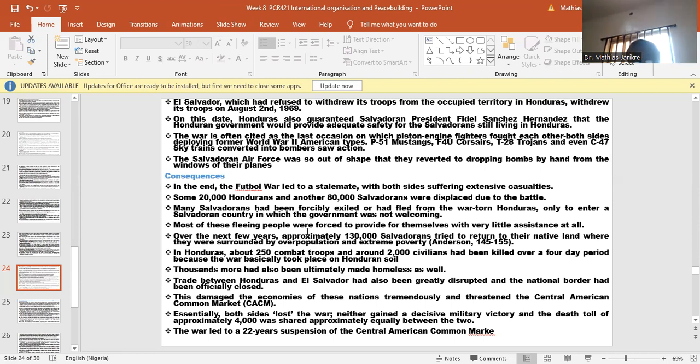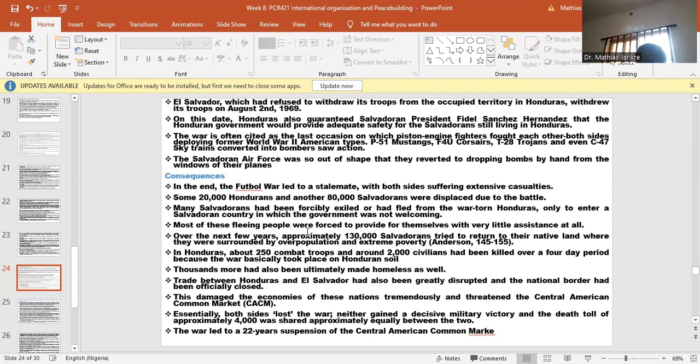Over the next few years, approximately 130,000 Salvadorians tried to return to their native land, where they were surrounded by overpopulation and extreme poverty. In Honduras, about 250 combat troops and around 2,000 civilians were killed over a period of 4 years because the war basically took place on Honduran soil. Thousands more had also been ultimately made homeless as well.